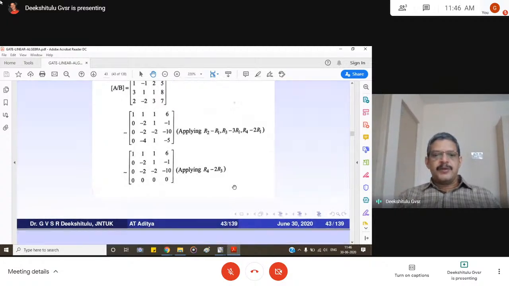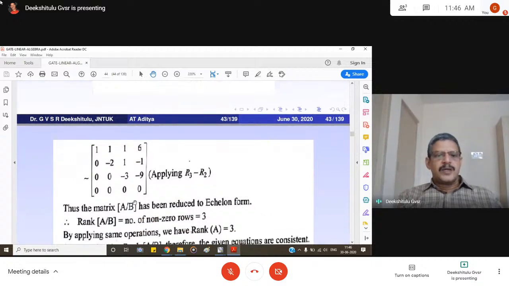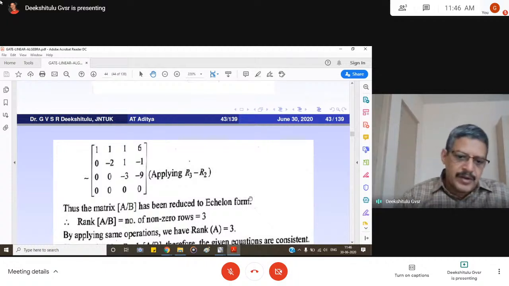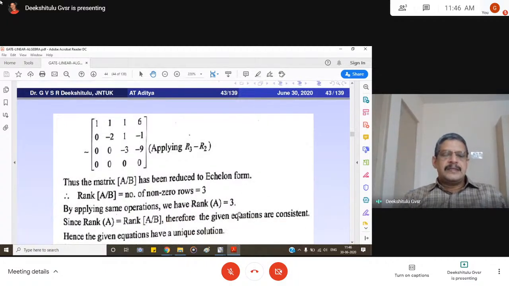So what is the echelon form that we get? Like this. Once you close the last column, the rank of A is clearly 3, the number of non-zero rows 1, 2, 3. Even if you consider the complete matrix, the number of non-zero rows is 3. So rank of A is equal to rank of the augmented matrix is equal to 3. So the system is consistent, and then we find the solutions.